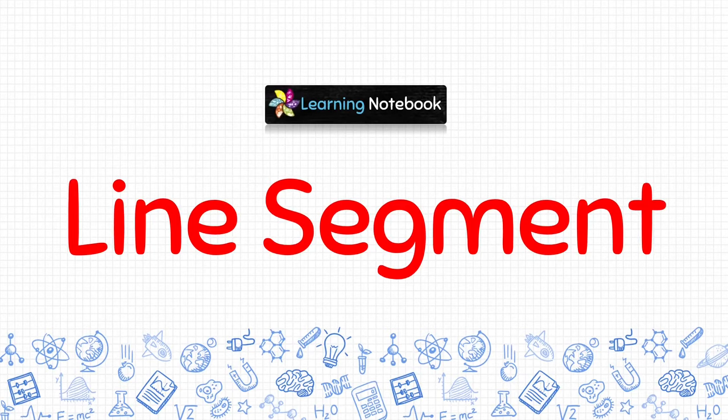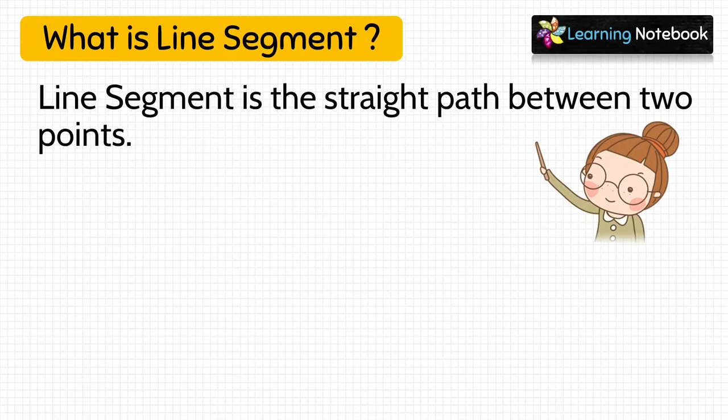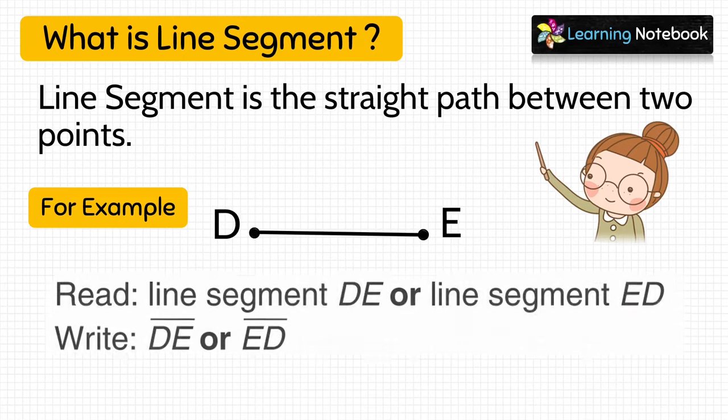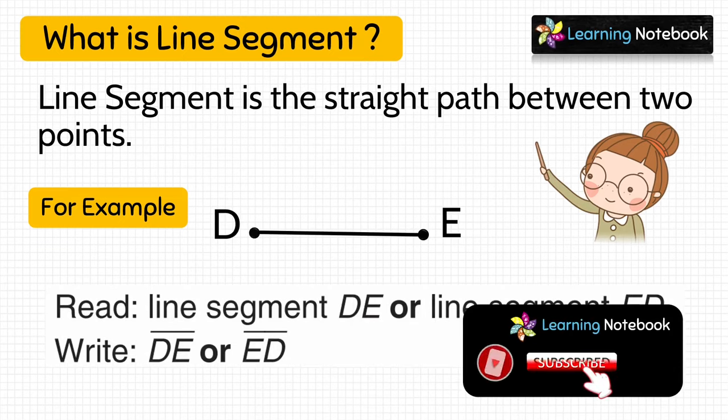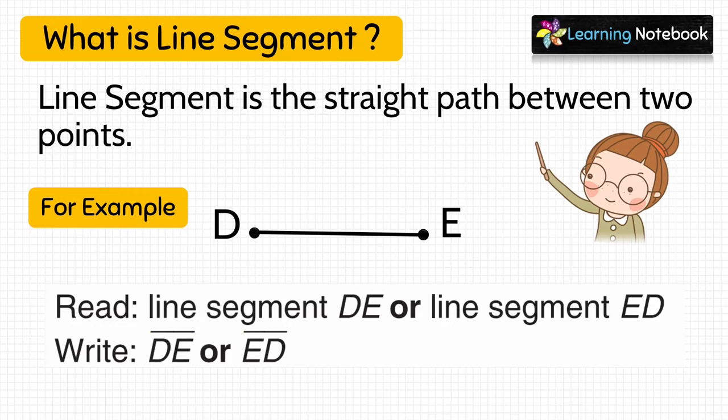Next is line segment. A line segment is a straight path between two points. It is the shortest distance between two points. For example, there are two points D and E. So, line segment is the straight path between these two points. Now, let me show you how to read and write a line segment. We will read it as line segment DE or line segment ED. Both the ways are fine. Similarly, we can either write it as DE or ED with a small line segment on it. Also, students, do remember that a line segment has a definite length.